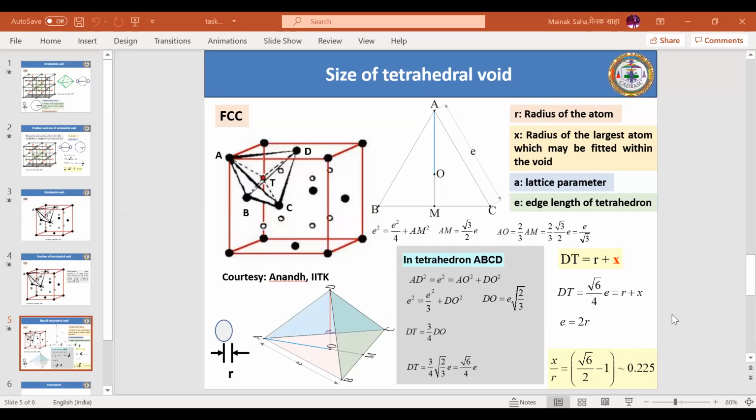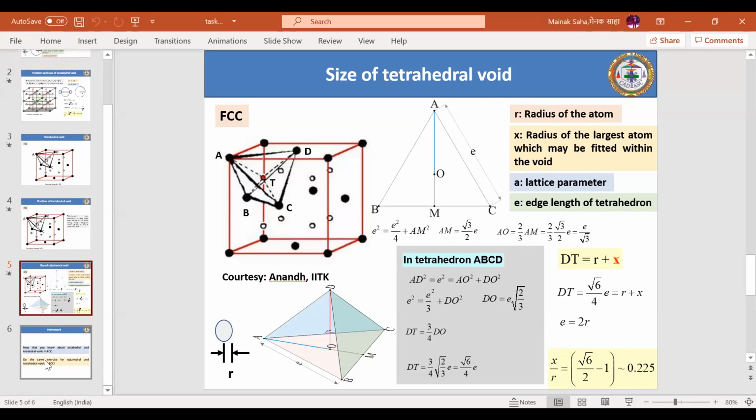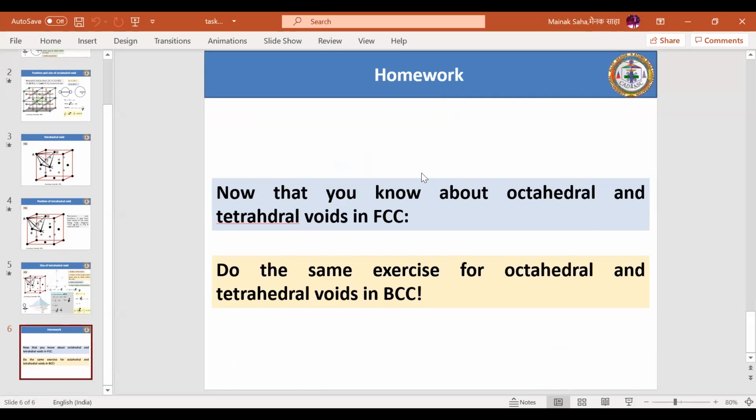Very good. If you have understood it, then today's class is done, but I should not call it homework. This is a brain teaser. There is no homework, this is not a regular classroom, so I cannot give you homework. Now that you know about octahedral and tetrahedral voids in FCC, can you do the same exercise for BCC? It's very hard, I know. You can try it at home. If not, you can post it. First you give a try.